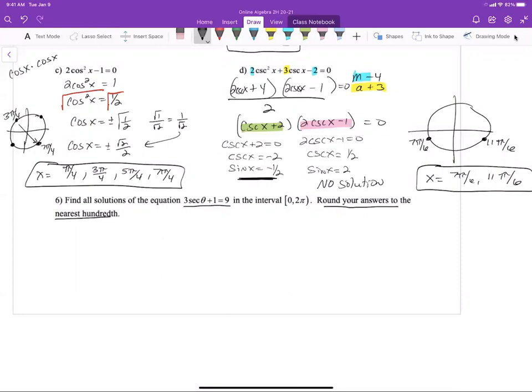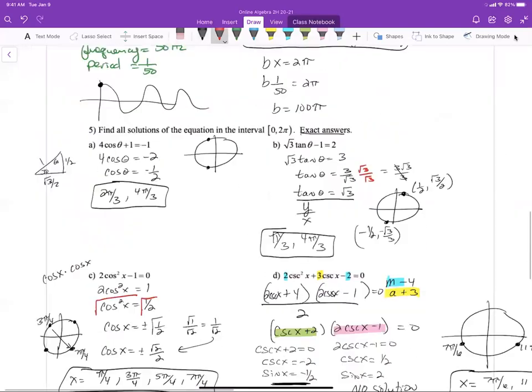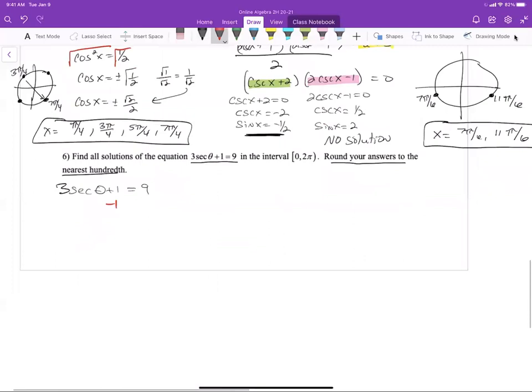We're going to take this equation, 3 secant of theta plus 1 is equal to 9. We're going to rearrange that so that I have my trig value on the left and some values on the right, because I can't plug secant into the graphing calculator. So I'm going to subtract 1 from both sides of the equation, and I get 3 secant of theta is equal to 8. Then I'm going to divide both sides by 3, and I will get secant of theta is equal to 8/3.